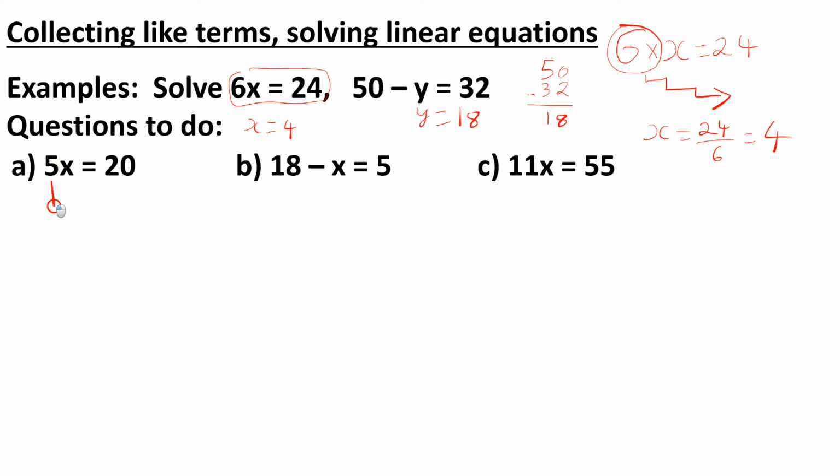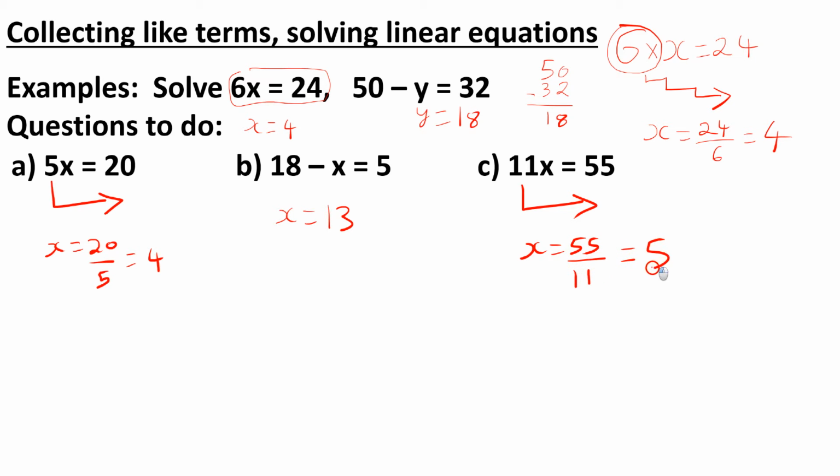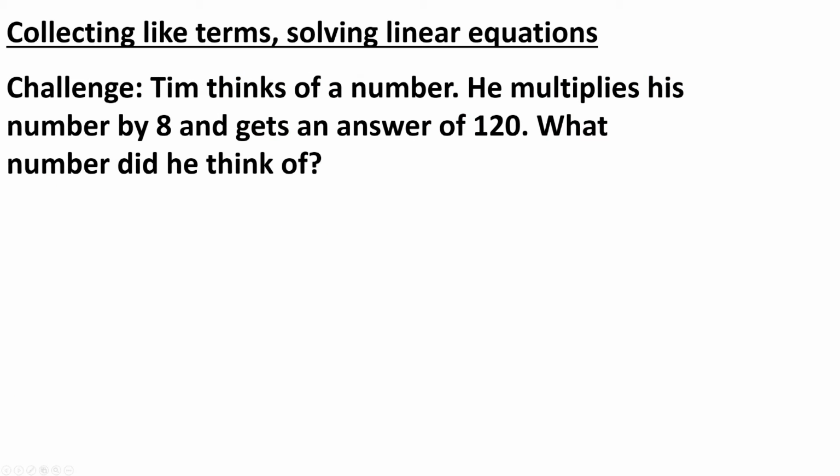Here are the answers. Firstly, x is 20 divided by 5, the inverse of multiplying by 5, which is 4. For B, x is going to be 18 take away 5, which is 13. For C, x is going to be 55 divided by 11, which is just 5. Here is a challenge question for us to try. Tim thinks of a number, he multiplies his number by 8 and gets an answer of 120. We want to know what number he thought of.